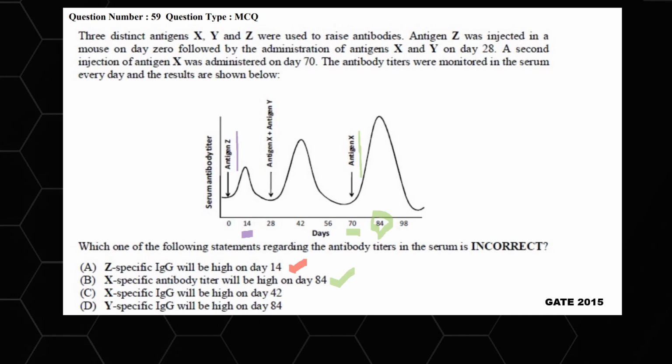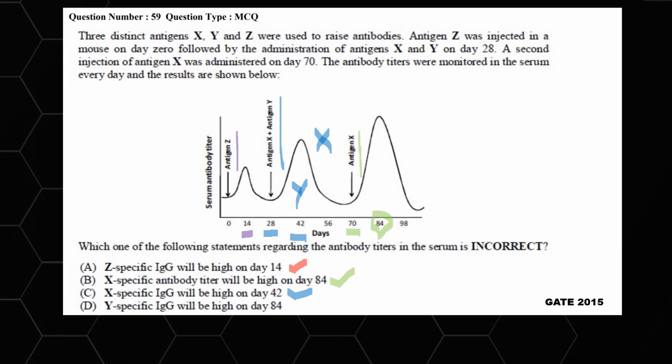Coming to the third statement, where they're saying that X specific IgG will be high on day 42. On day 28, when you have given antigen X and Y, definitely there will be X specific antibody as well as Y specific antibody. So here both antibodies are there, Y as well as X. Both antibodies are going to be here on day 42. So the third statement is also right, that yes, X specific antibody will be high on day 42.